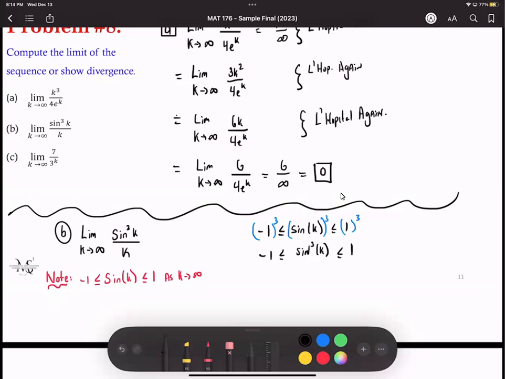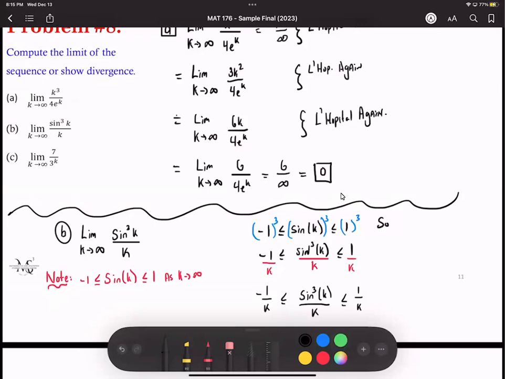Now, the only thing missing so that the middle piece of this inequality can mimic our sequence is the division by k. So what I need to do now is divide everything by k. This gives us -1 over k is less than or equal to sine cubed of k over k, less than or equal to 1 over k. The way the squeeze theorem works is that we show that sine cubed of k over k is bounded between -1 over k and 1 over k. So you want to compute the limit as k approaches infinity of your left and right endpoints.